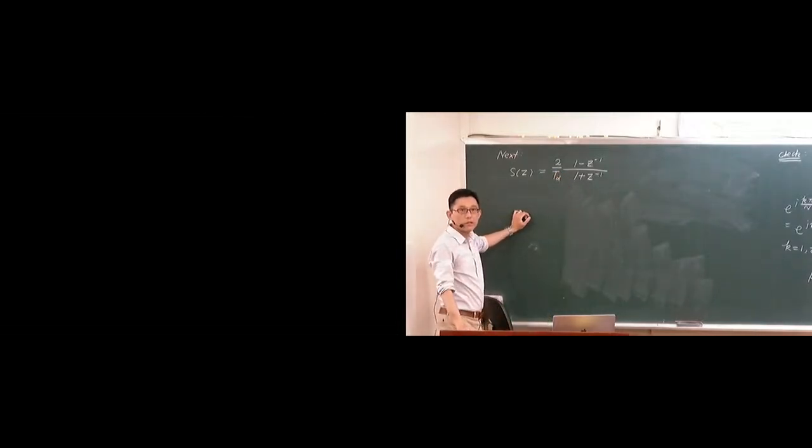We are going to study how to go from S to Z, or from Z to S. It turns out that I'm going to suggest a transformation of S as a function of Z. Let's define this S as a function of Z. Basically, it has this expression of 1 minus Z inverse divided by 1 plus Z inverse, with a scaling factor. And this is the definition of the bilinear transformation.